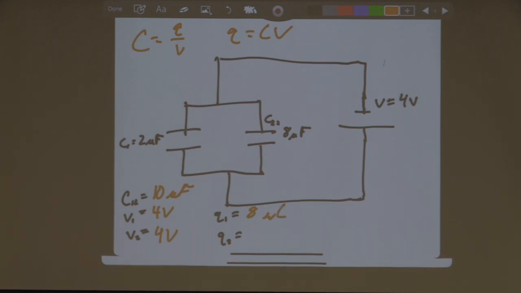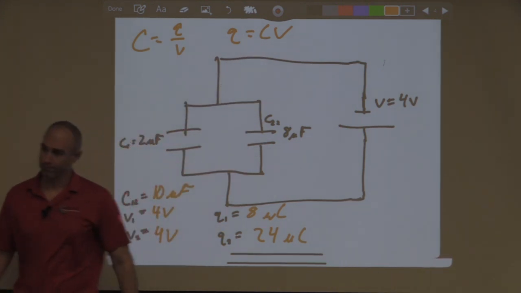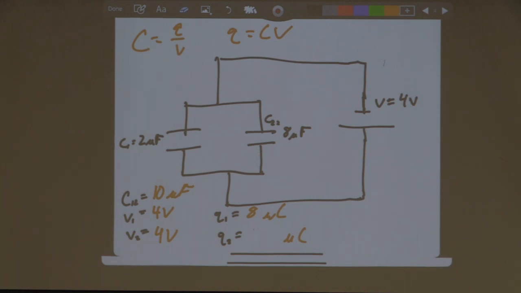And 4 times 8, 24 micro. Q equals C times V. Isn't 4 times 8 equal to 2? Yeah, like I said. You can't expect me to go fast and do it, right? It's fine.